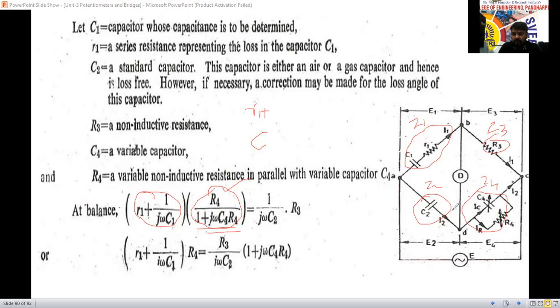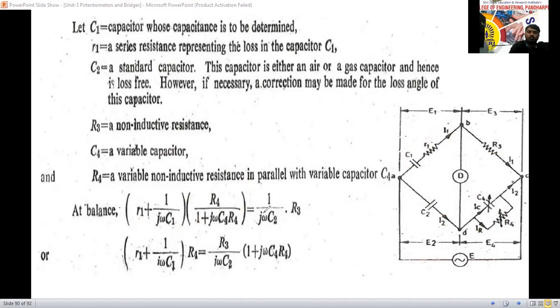Okay. Next, Z2 equal to? 1 upon j omega C2, because it is a standard capacitance. There is no combination of resistance and all the things here now. And next, Z3 equal to? R3 here now. Only resistance is there, Z3 equal to R3. So from this equation, we have Z1 Z4 equals Z2 Z3, where Z1 is R1 plus 1 by j omega C1, and Z4 is R4 divided by 1 plus j omega C4 R4, equal to 1 by j omega C2 into R3.